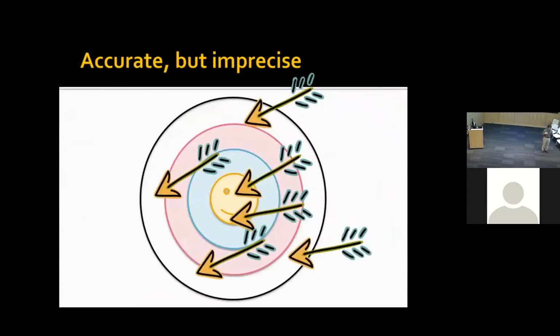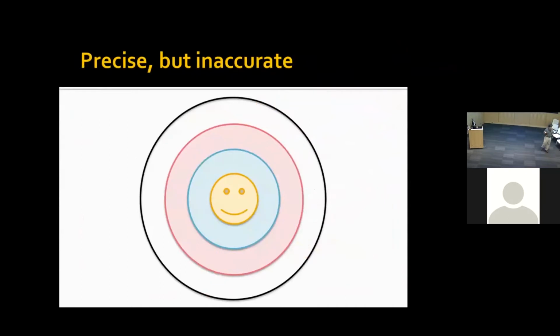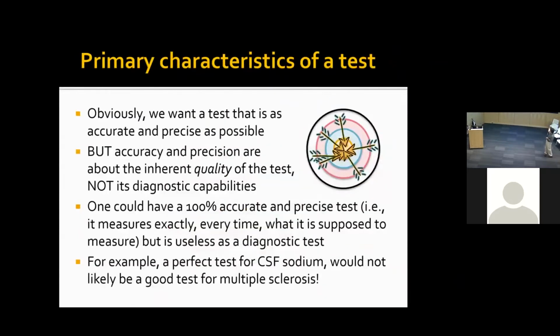So this would be accurate but imprecise, right? This would be precise but inaccurate because it's all clustered together. Again, this is all relative, okay? And this would be what you really want, all the arrows hitting right on the target, accurate and precise.